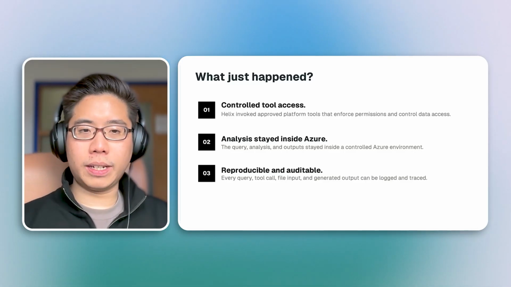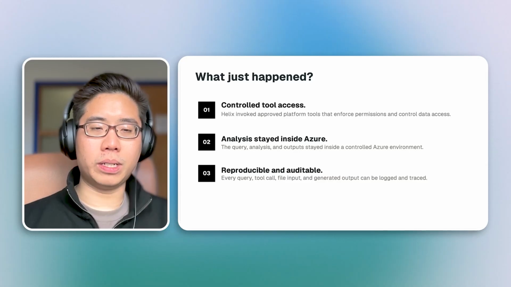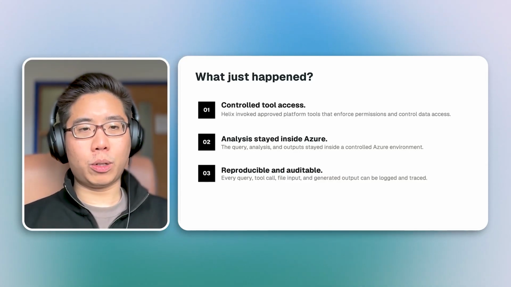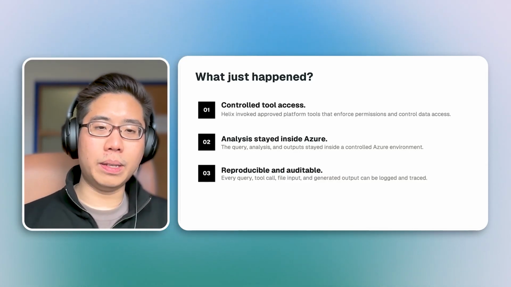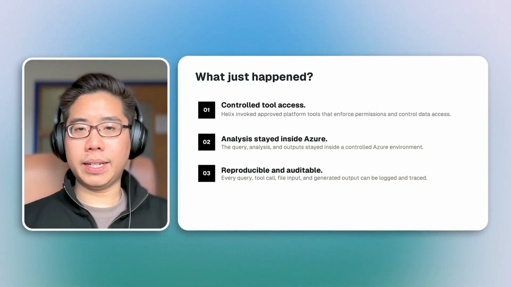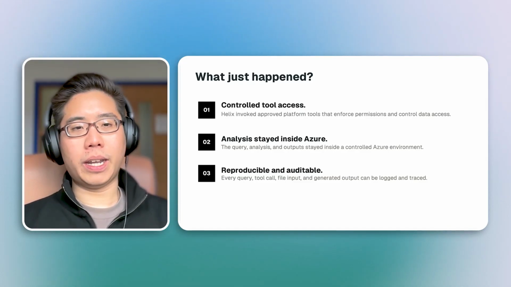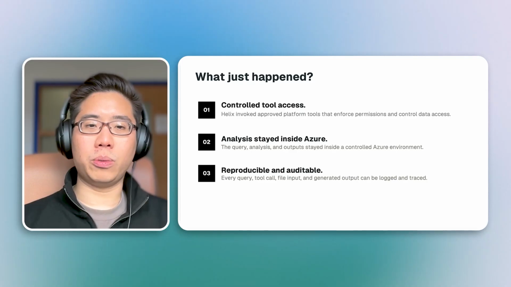Finally, and critically for researchers, the entire chain is reproducible and auditable. We can see every query, tool call, file input, which version of that file was used, and the generated output. And this gives us the confidence to inspect the entire reasoning chain and ensure that the analysis is accurate.